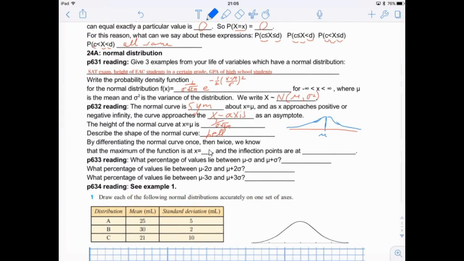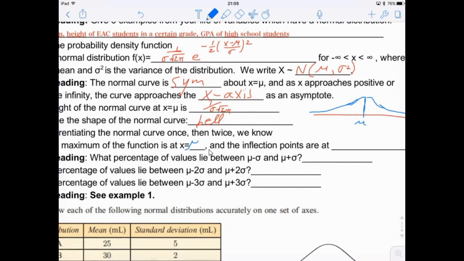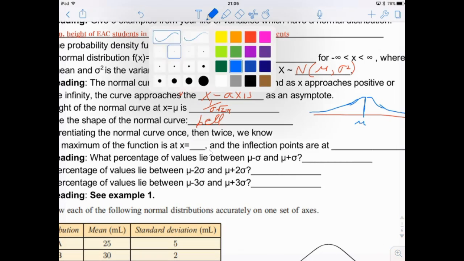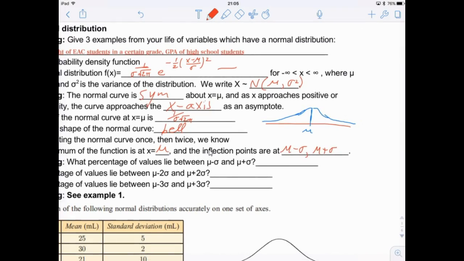By differentiating the normal curve once, then twice, we know that the maximum of the function is at x equals mu, and the inflection points are at mu minus sigma and mu plus sigma. It's actually not that hard to differentiate this function, but when you do, you'll find that the inflection points are at mu minus sigma and mu plus sigma.